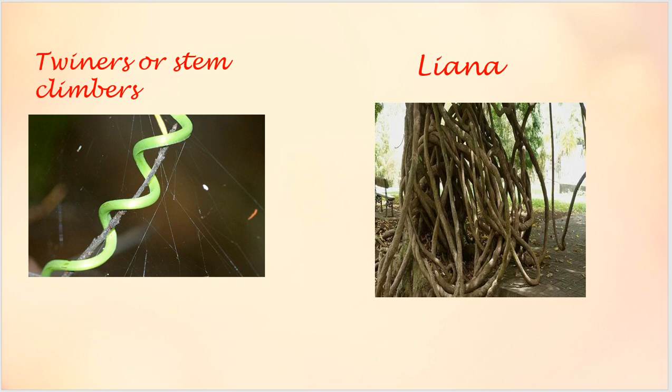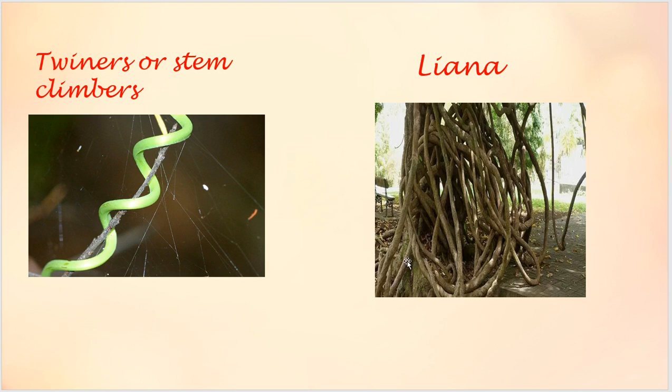And again, we can categorize these twiners into two major categories: if they follow clockwise twining, or if they follow anti-clockwise twining. The stem climbers or twiners sometimes twine around the host plant in an anti-clockwise manner. At that time, we call it sinistrose. And if they twine around the host plant in a clockwise manner, we call them dextrose. So dextrose and sinistrose kinds of plants are there in twiners.